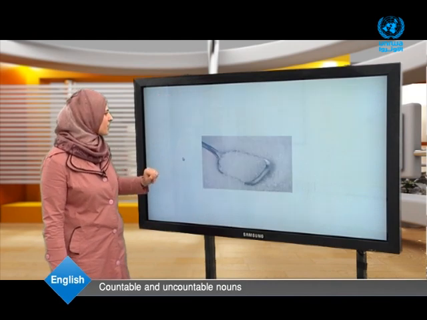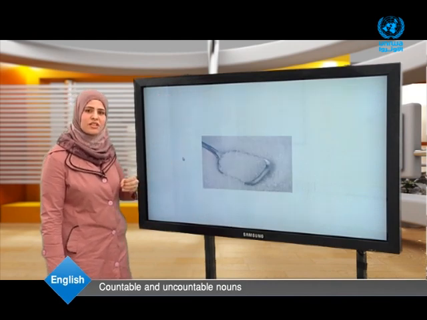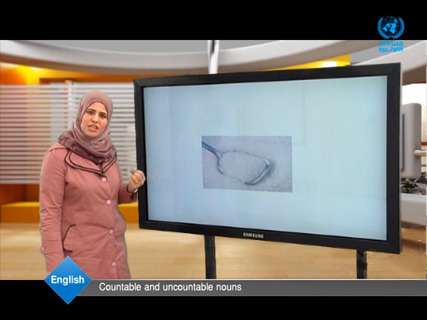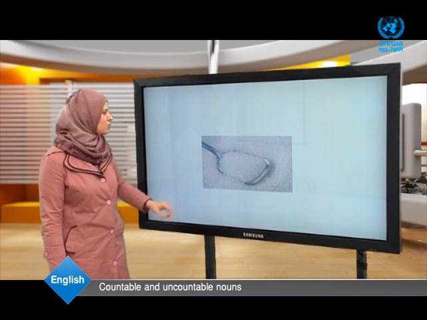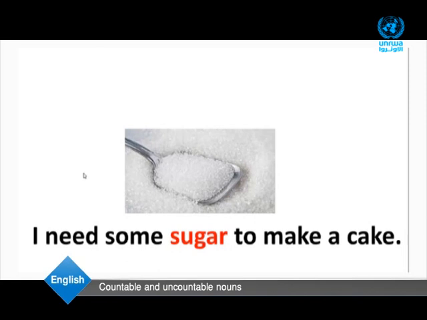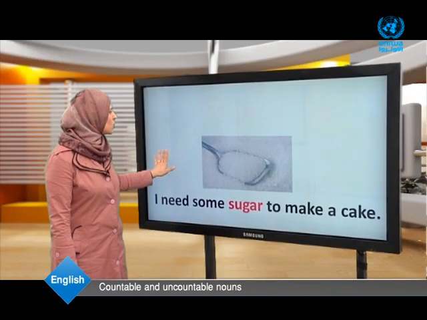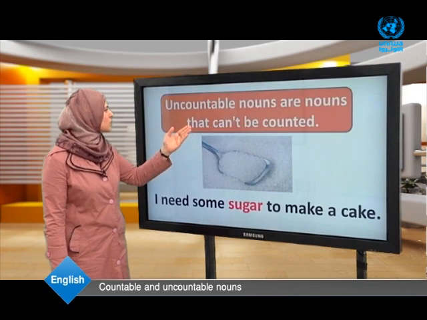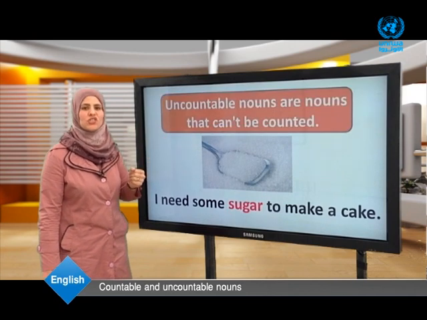Let's go on. Look, dear students, here we have some sugar. Can we count the sugar? Of course not, because sugar is an uncountable noun. Look, dear students, I need some sugar to make a cake. So, we conclude that uncountable nouns are nouns that cannot be counted.